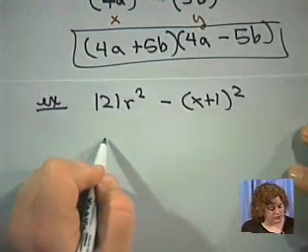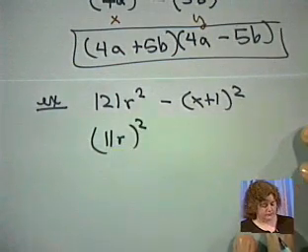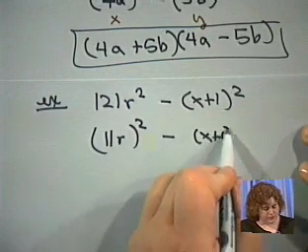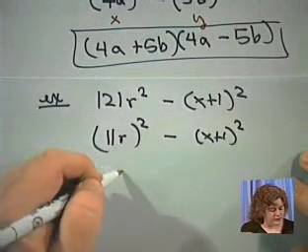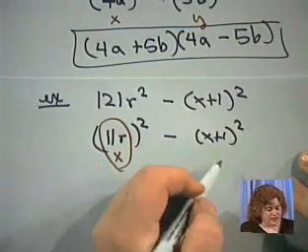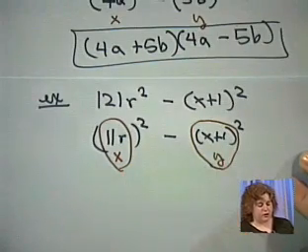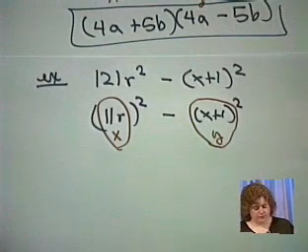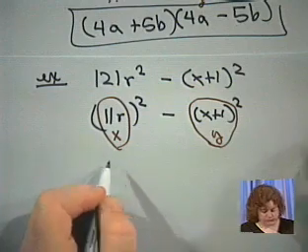So let me rewrite this as 11r squared minus x plus 1 squared. Now, the 11r is my x in the pattern. This entire x plus 1 is my y in the pattern. So I'm just going to haul around the entire binomial in parentheses. We're going to factor that then.